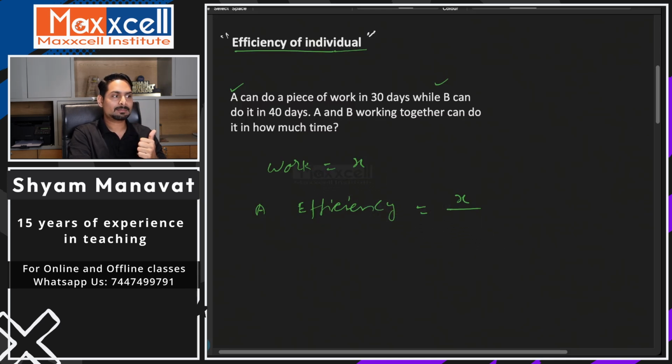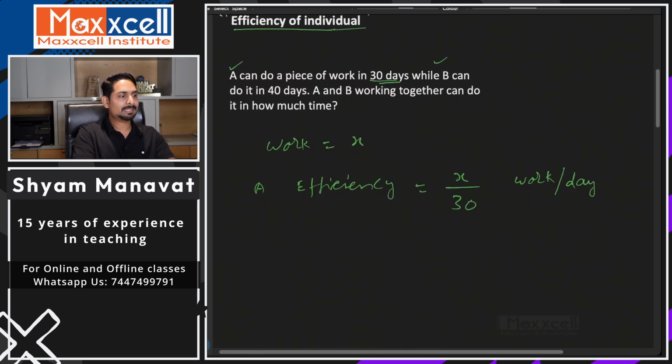Work done by A can do a piece of work which we assume to be X. So work done by A in this case is X. Now time taken by A is 30, right? So A's efficiency is X upon 30 work per day, here time is in days. So I'll say A's efficiency is X upon 30 work per day, right?